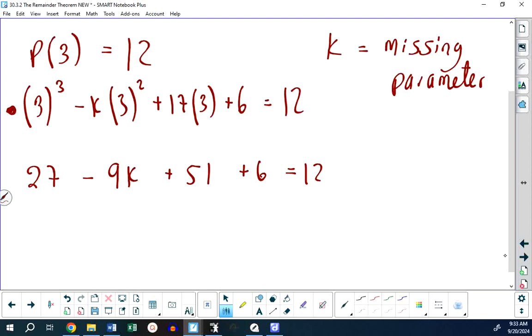How you solve it in junior high might be different in your head. Here, what I would do is I would add 9k to both sides and figure out what all of these numbers on the left minus 12 are equal to. I want to say 72. So you need to figure out for me to confirm that 27 plus 51 plus 6 minus 12 will give you 72. And it does. So that means that k is equal to 72 over 9, which is 8. So that parameter is 8.